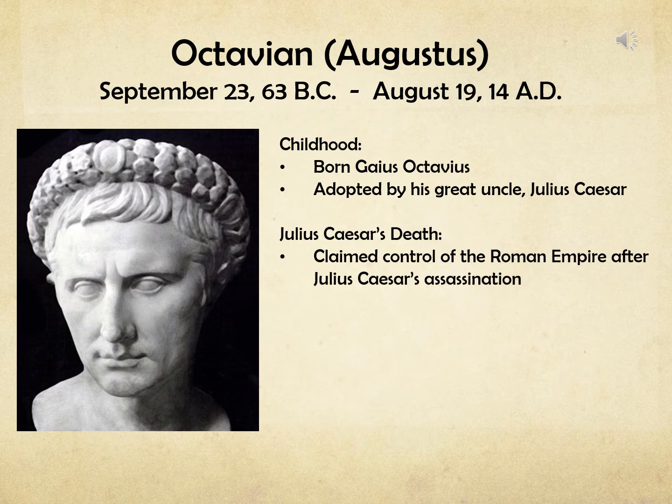So let's look at the major players in this war. First, we have Octavian, whose official name was Gaius Octavius. He was actually the great-nephew of Julius Caesar, and Caesar basically raised him and mentored him so that he could be his successor eventually. So after Julius Caesar's death, Octavian felt that he was the rightful ruler of the Roman Empire.